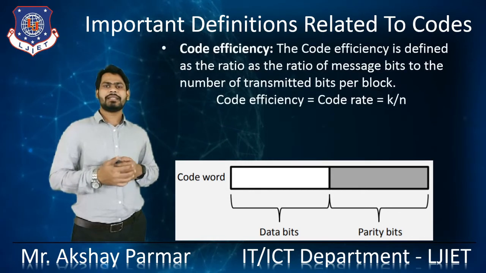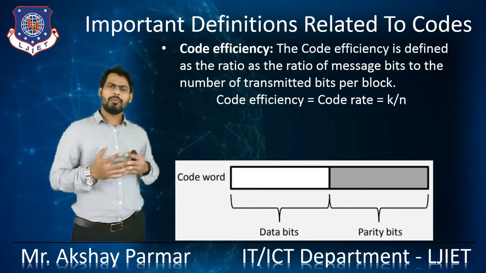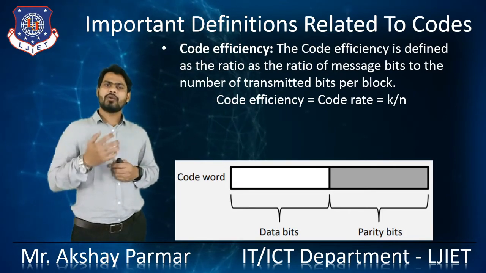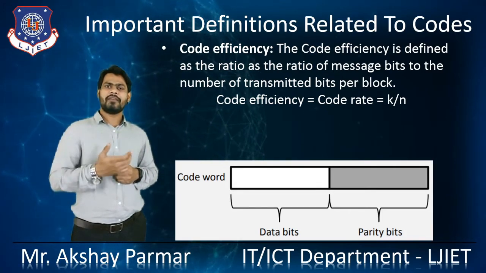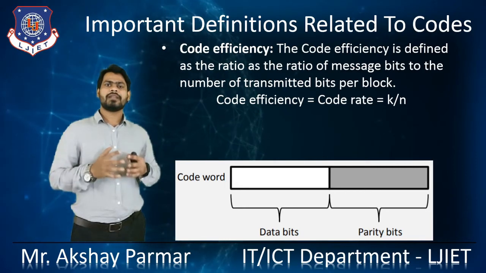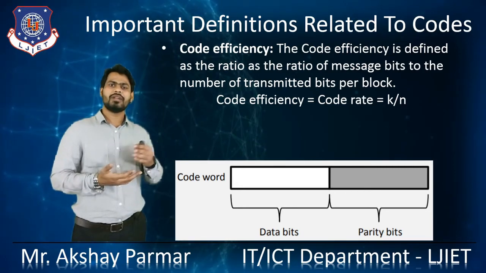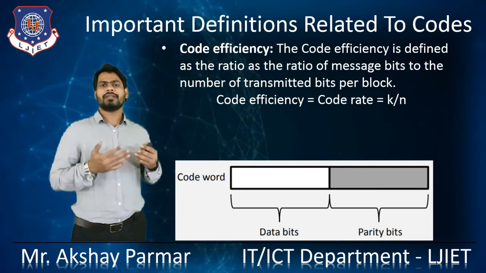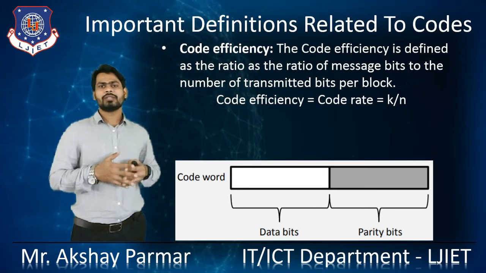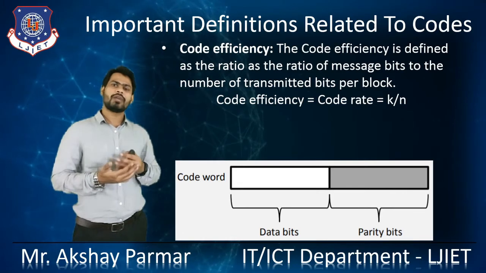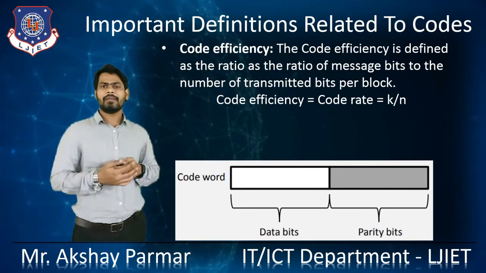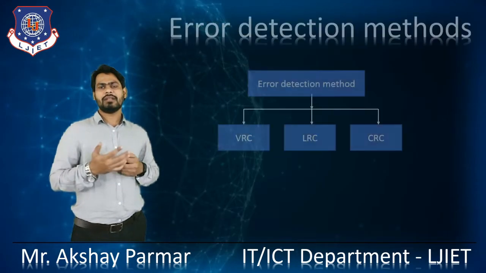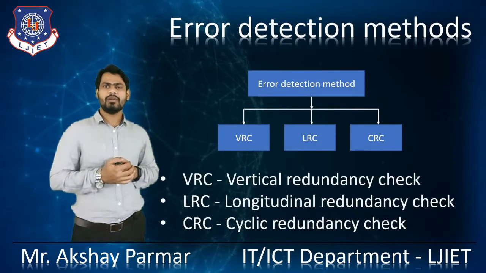After that, let's see the code efficiency. What do you mean by code efficiency? The code efficiency is defined as the ratio of the message bits to the number of transmitted bits per block. So we can say that it is the code rate only. Code efficiency is equal to code rate, which is equal to k divided by n. So these are the important definitions about the code.